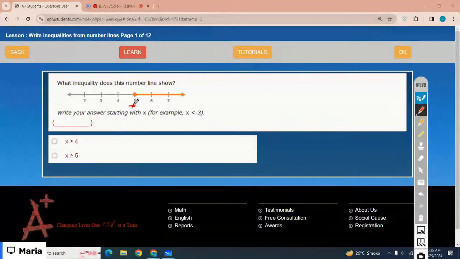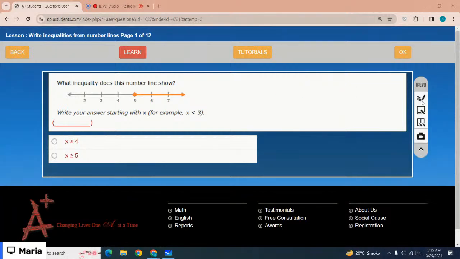Also the filled-in circle. The filled-in circle means 5 is a solution of the inequality. 5 can be a solution, right? 5 and all the numbers that are greater than 5 can be solutions of the inequality, right? So because that is a filled-in circle, x is greater than or equal to 5. Got it? The correct option is x is greater than or equal to 5. Option number 2 is the correct option.